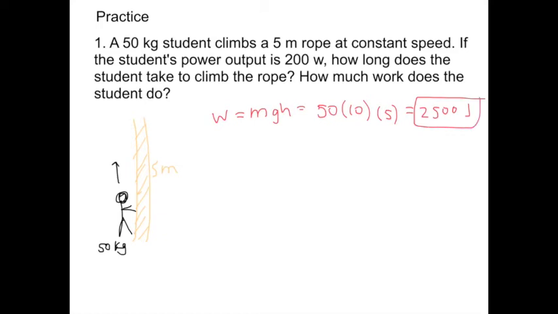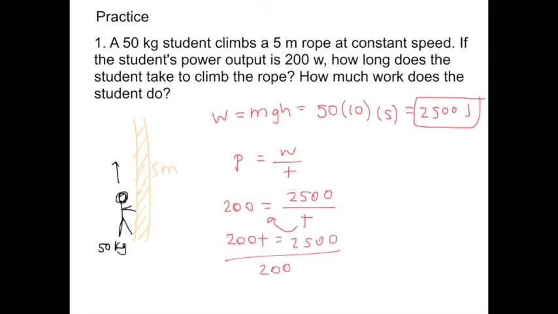Now we'll look for power. So power is defined as work over time. And we already know that the power output of the student in this situation is 200 watts. So now we see 200 equals 2,500 over time. We can multiply this over to the other side. So 200t equals 2,500. Divide both sides by 200. And we get that the total time for the student to climb the rope is 12.5 seconds.